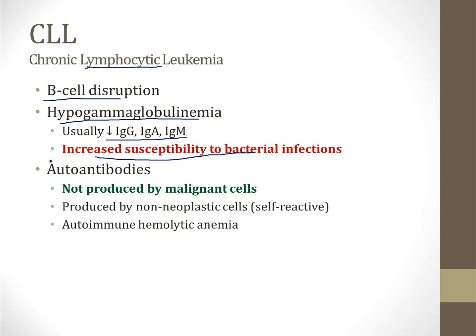Patients with CLL can also develop autoantibodies. These are not produced by the malignant cells, they're produced by non-neoplastic cells that react to the leukemia. But one of the characteristic clinical consequences of this is that patients with CLL commonly develop an autoimmune hemolytic anemia.